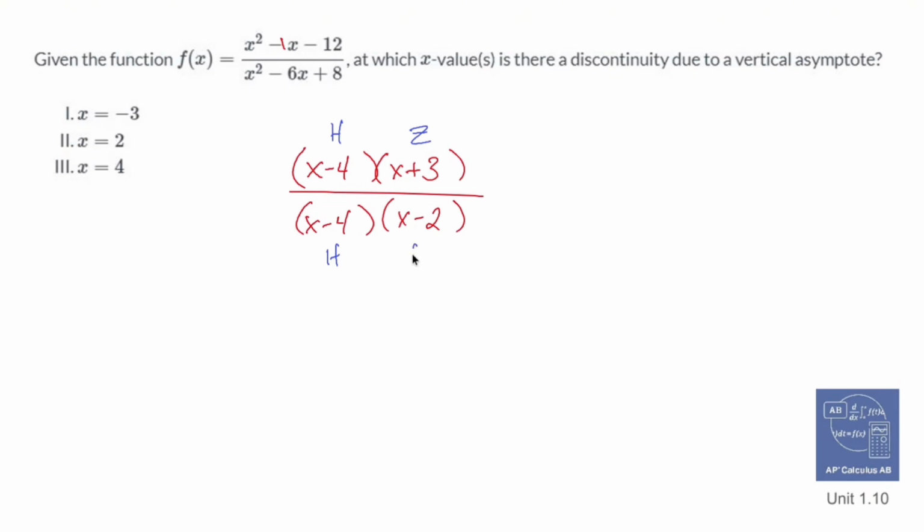But what we have here is a factor on the bottom. And when I have a factor on the bottom, whatever x value makes that factor zero, which would be 2 in this case, is going to be my vertical asymptote. So I only have one vertical asymptote, and that lives at x equals 2. So that's going to be my only option. x equals 2 is my vertical asymptote. That is where my discontinuity exists.